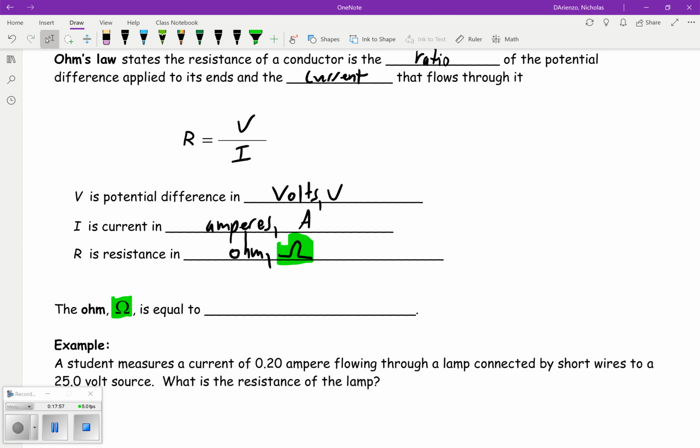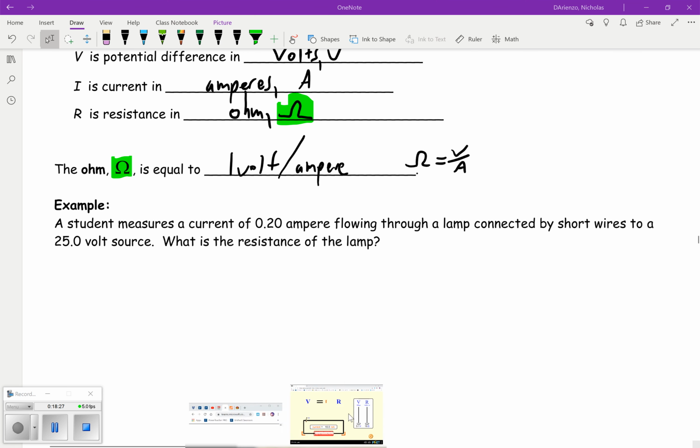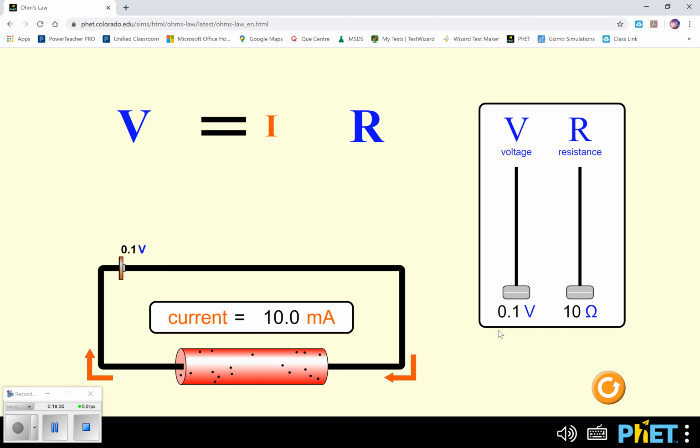Now, the ohm itself is equal to 1 volt per ampere. Volts over amps. And that's what Ohm's law tells us. Now, before we do our example here, I'm going to use a little simulator to kind of connect this idea of voltage, current, resistance to Ohm's law.